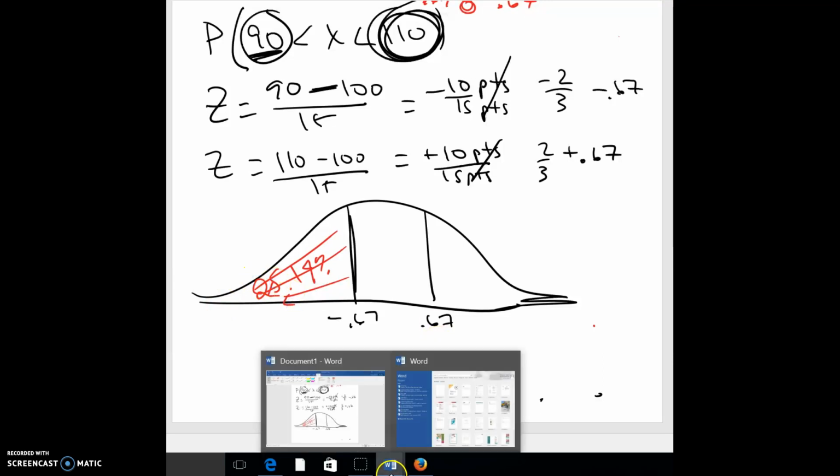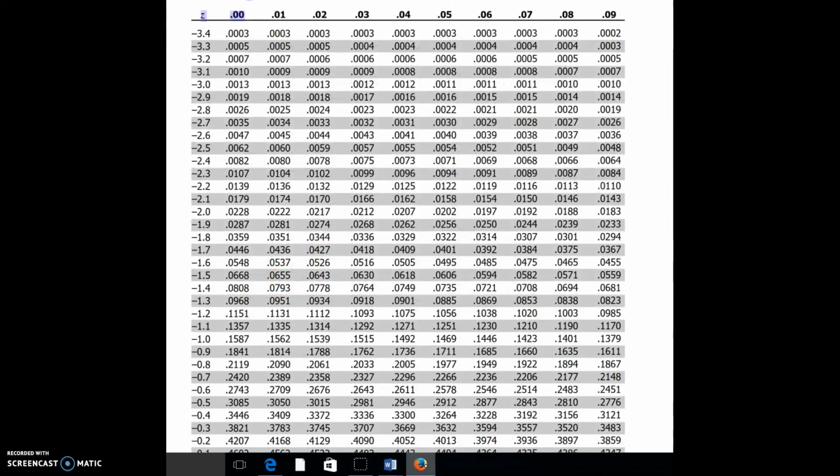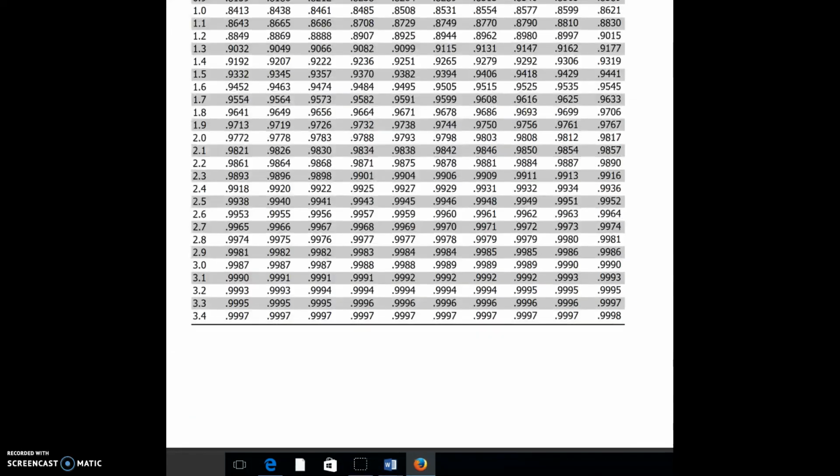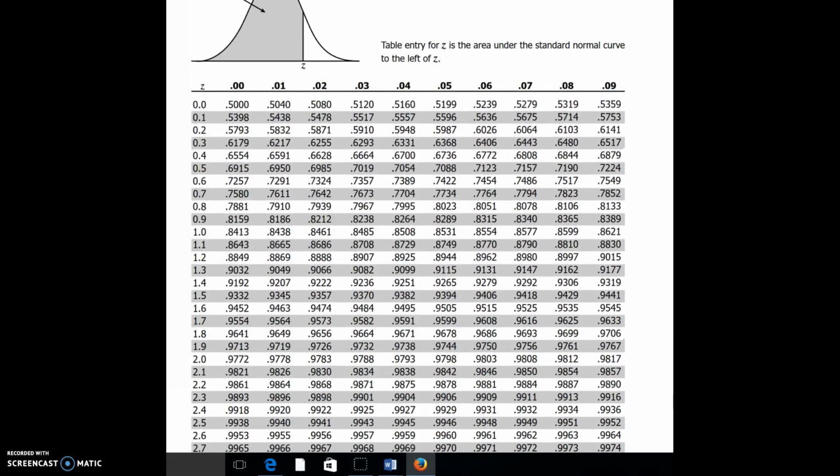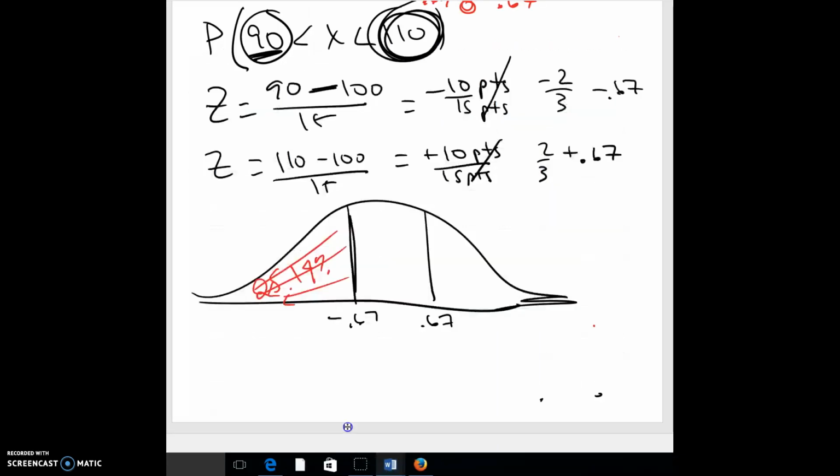Now let me look at the positive 0.67. So if you look there is 74.86. No, let me, 70.